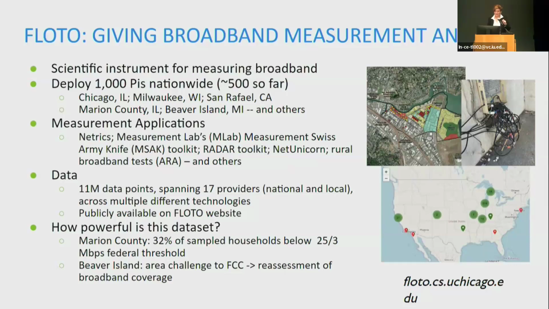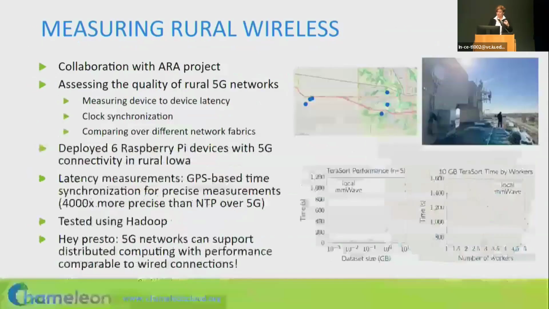But how powerful is this data set, right? It's not about how much data you have, it's about what you can do with that data, and is it going to change the world? Since we've been at it for only 2 years, we've had 2 major successes. One is a deployment in Marion County, which demonstrated that about 1/3 of the households were below federally mandated levels. And a deployment on Beaver Island, which was also a small deployment, challenged the FCC broadband maps and led to reassessment of broadband coverage for the entire island, right? So we've had some impact, we were able to do very real things.